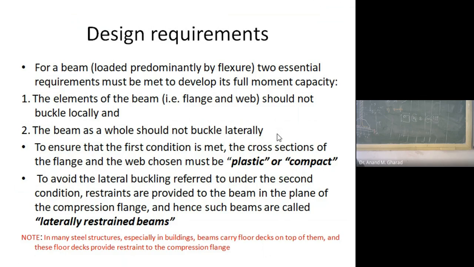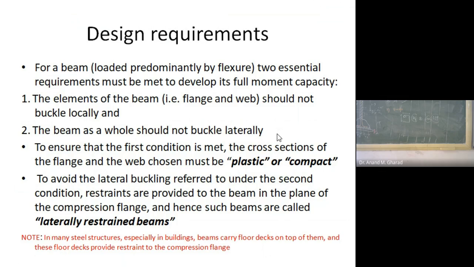And because of this, while discussing the design requirements, we need to take into account that these members are open sections. And being open sections, they will have different components like the flanges, webs, right? So we will be discussing the design requirements with respect to these components only, that is web, flanges. Okay? So what are the requirements? First, the elements of the beam, that is flange and the web, should not buckle locally. Local buckling should not be there.